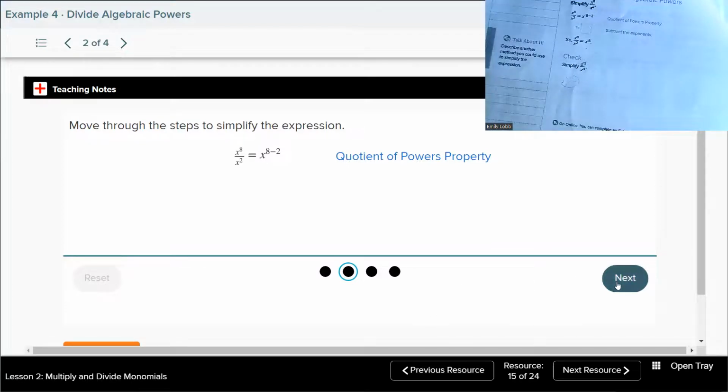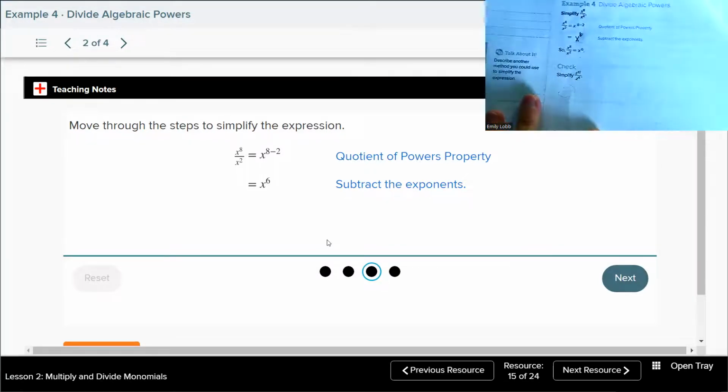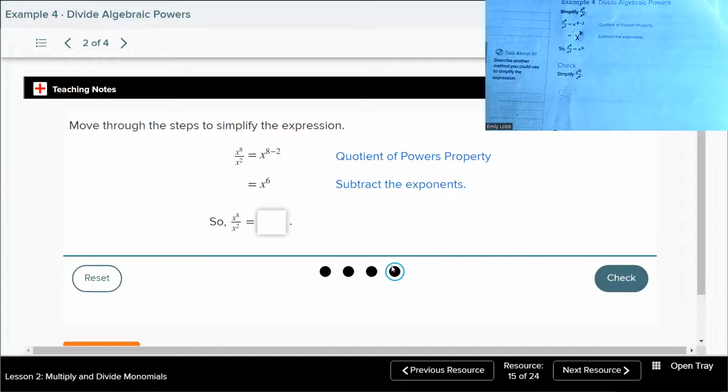we have to do that part, right? X to the 6th. So that's what we're putting in that very, very light box. 8 minus 2 is 6, so we're writing x to the 6th power. And then finally it says, so x to the 8th divided by x squared equals x to the 6th power. Not too bad, hopefully.